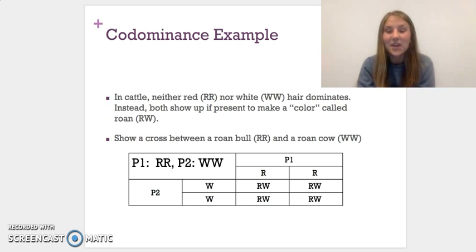All right, so you should have received that all of these offspring are going to be showing that roan color. And the roan color is going to show codominance, which is the capital R, capital W.